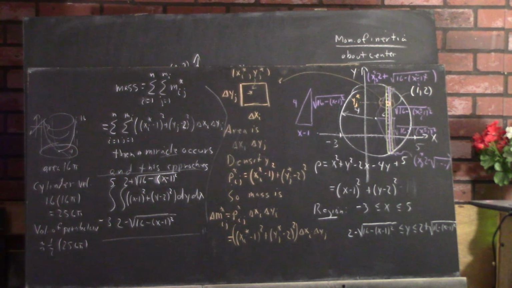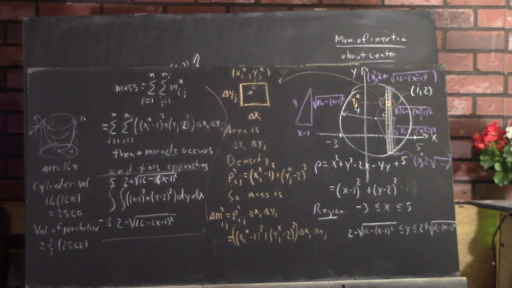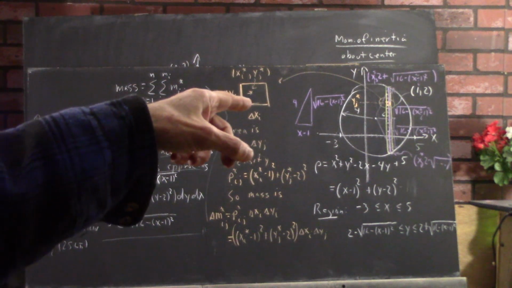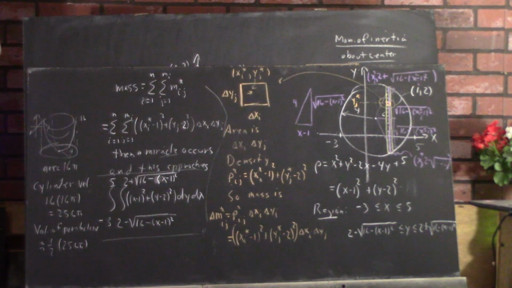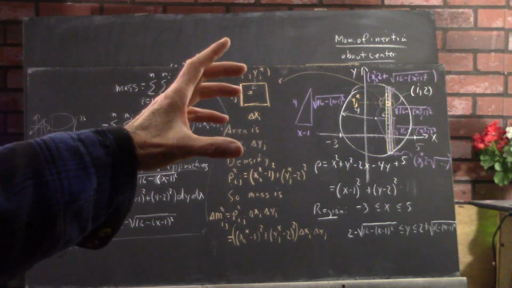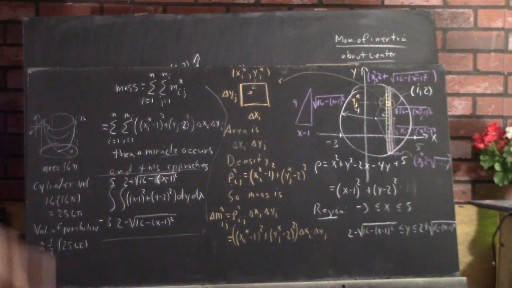But there we have the way you get the mass of the paraboloid, and the way you can model it as the volume, the mass of the circular lamina, and how you can visualize that in terms of a paraboloid of revolution.